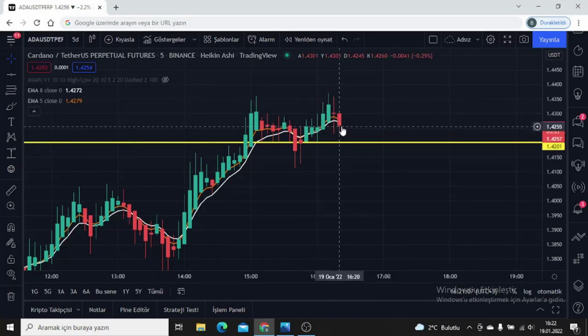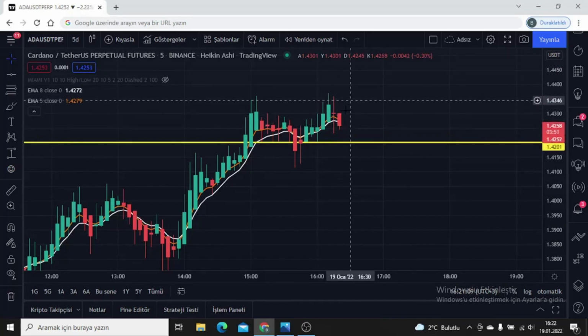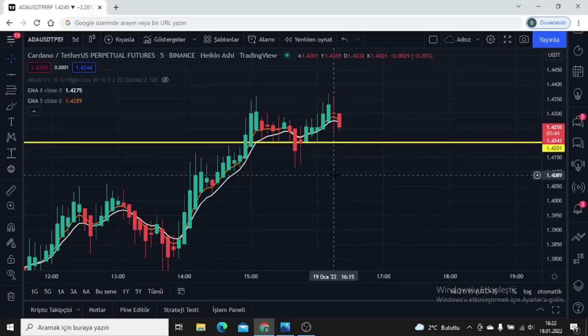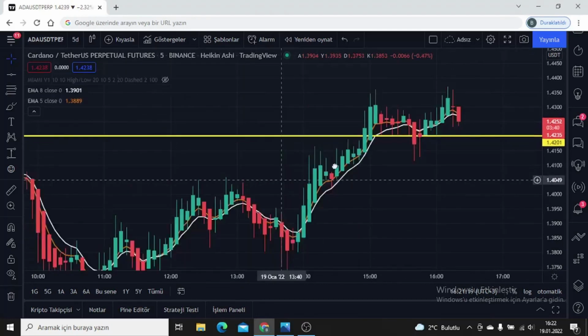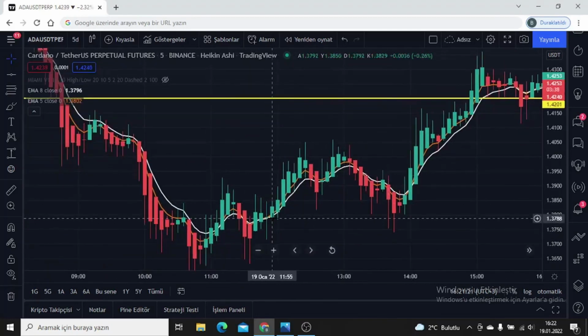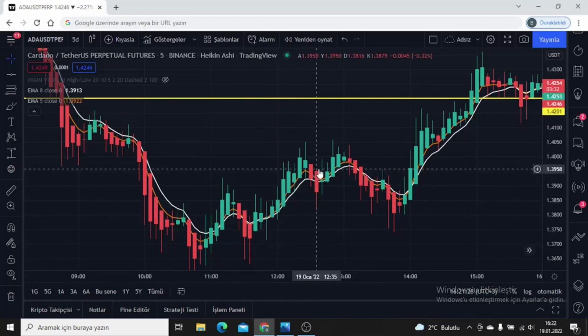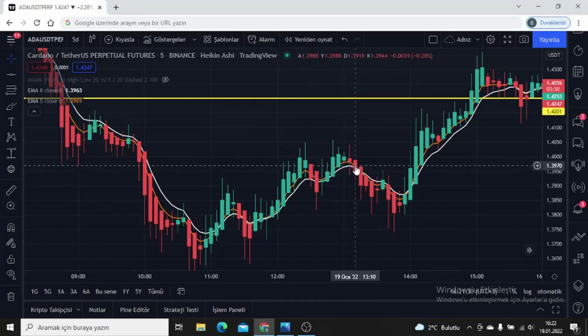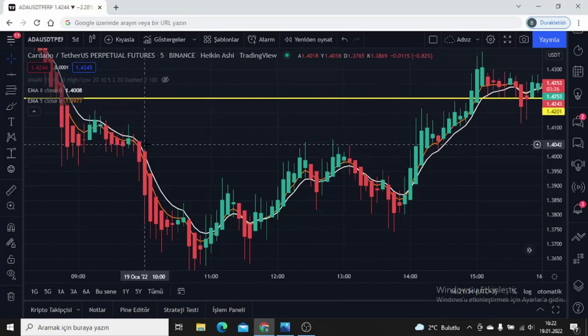So I always say, do not trade in the middle sections. As I said before, prices can change here as well. You can consider these as buying zones. Always consider the support zones as buying zones, friends. Let's go back a little further and check. Look, we can see how prices rise when the 5-day moving average crosses the 8-day moving average upwards. Here it is giving a sell signal again.